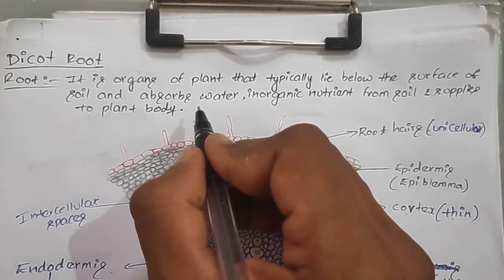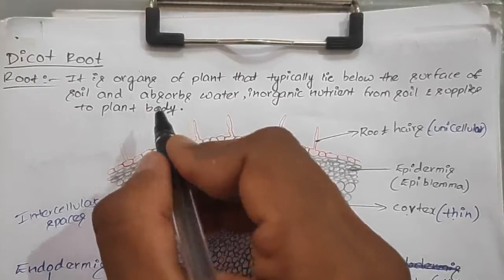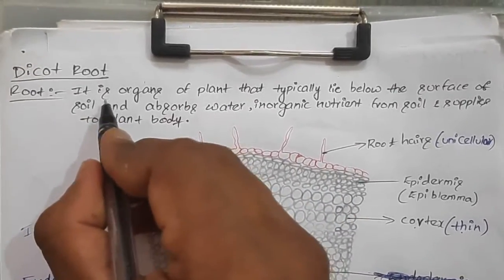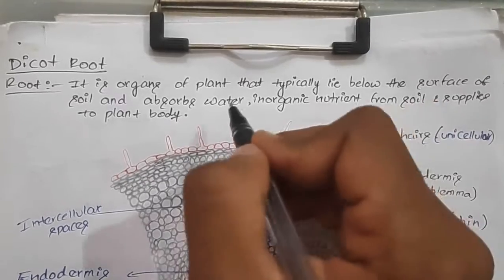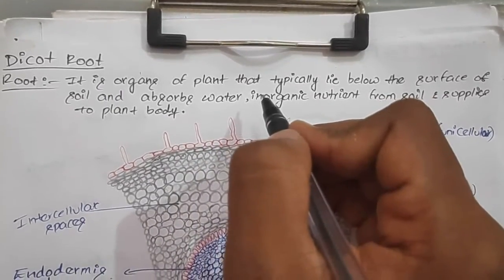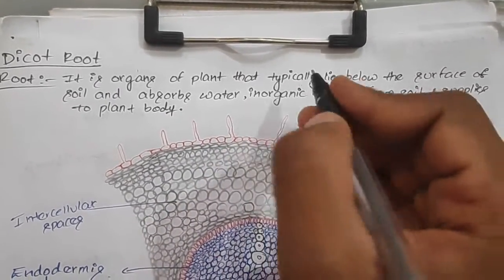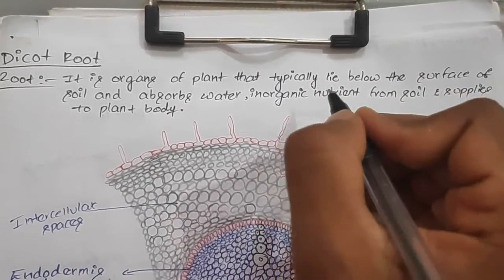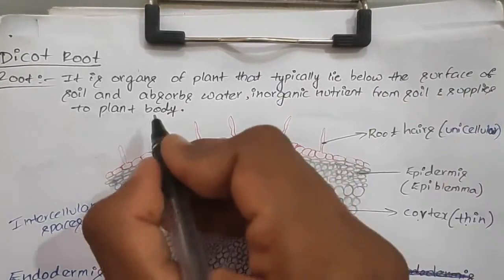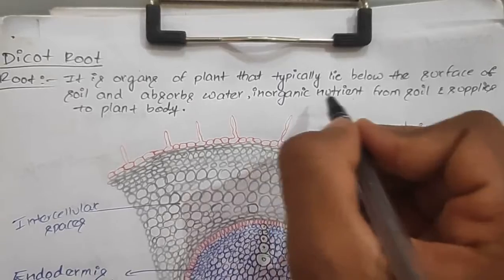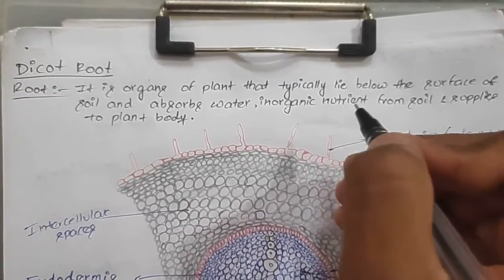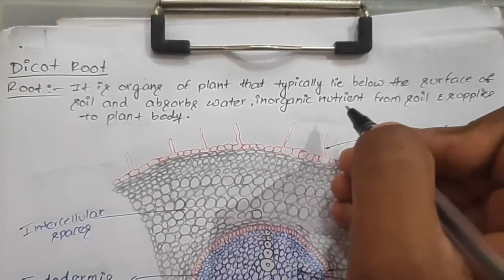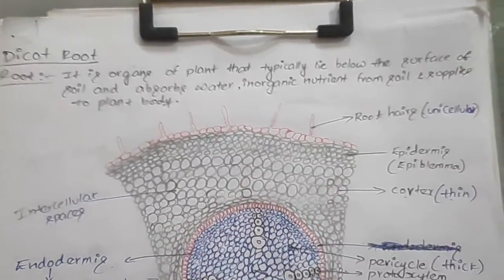In this video we are going to discuss the dicot root. The root is an organ of the plant that typically lies below the surface of the soil, but in some plants the roots also lie above the soil. But in the majority of cases the roots lie below the soil and absorb water and inorganic nutrients from the soil and supply them to the plant body. These roots also store food and give support to the plant body.